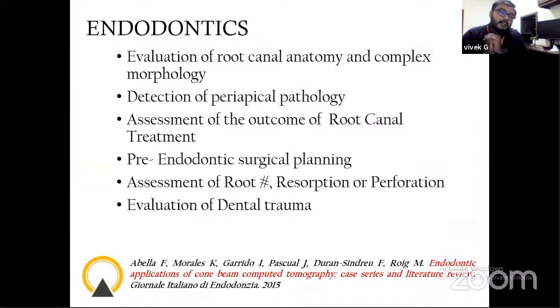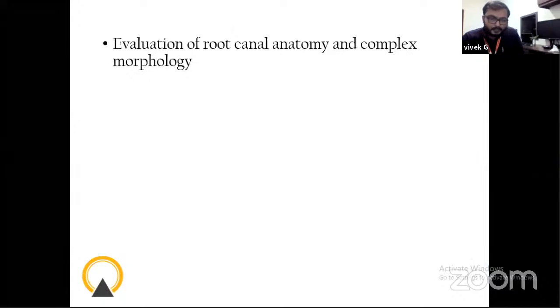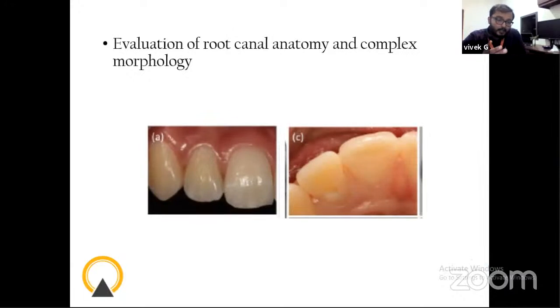Now, in endodontics, from this article, I got these as the most important indications for CBCT: evaluation of root canal anatomy and complex morphology, and detection of periapical pathology. I'll not read them all. We'll talk about these things with the help of certain cases. So the first case is of a 16-year-old female patient. She had a complaint of pain in her right upper anterior teeth, and on clinical examination, as you can see from these images, nothing can be quite visualized except that there is a lingual groove on the lateral incisor.